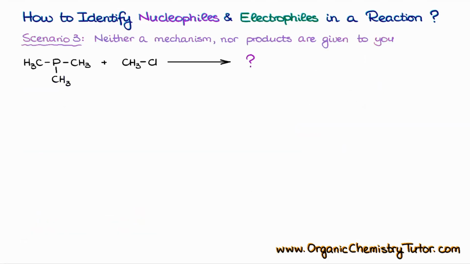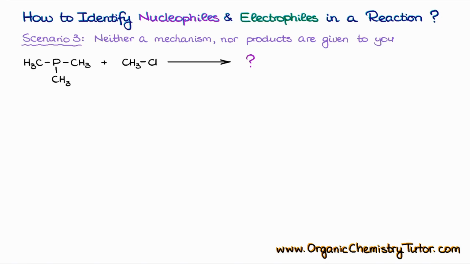Alright, so now the third scenario that we have over here is where we neither have products nor do we have the curved mechanism for this reaction. So we'll have to figure everything out for ourselves. And this is perhaps one of the more common types of exam question, so you are likely to see something like that on your exam or in your homework.